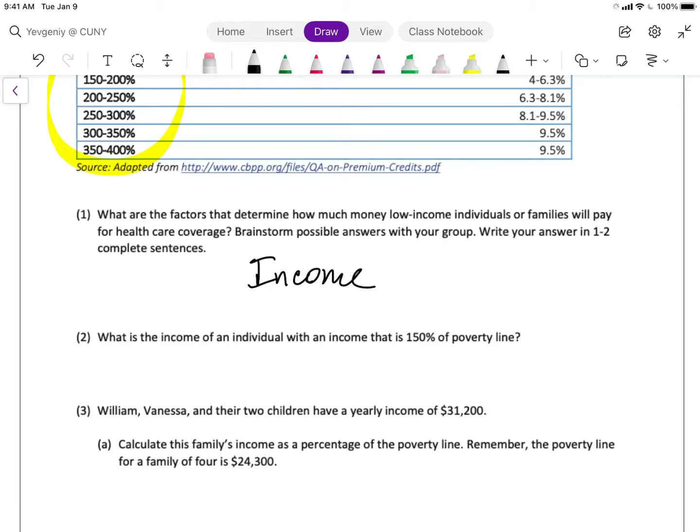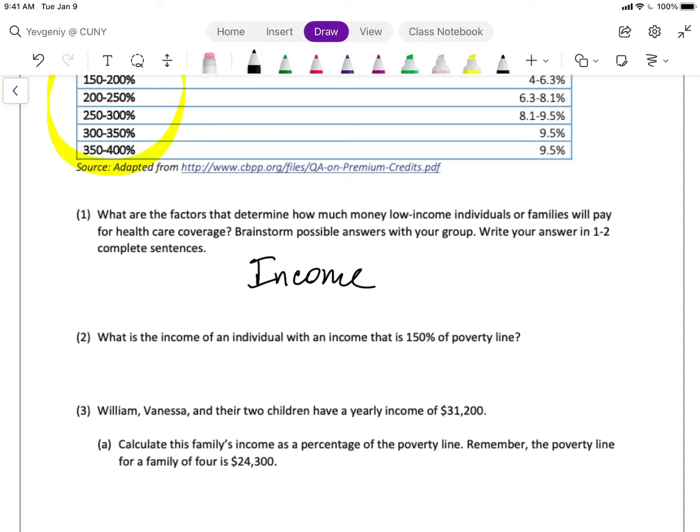Only that will determine the contribution. So now, following up with that question, let's talk about the mathematics behind the calculations of the contribution. The second question is asking us, what does it mean if an individual has an income that is 150% of the poverty line? All right, so what is that?